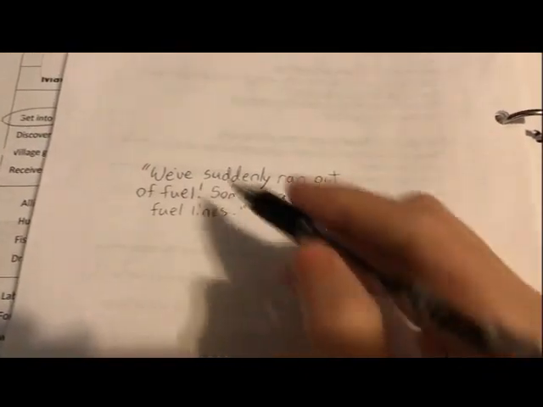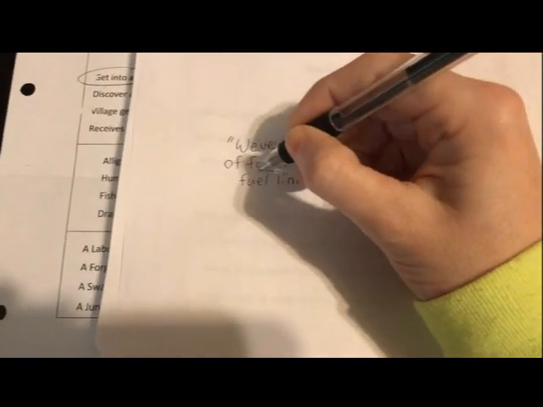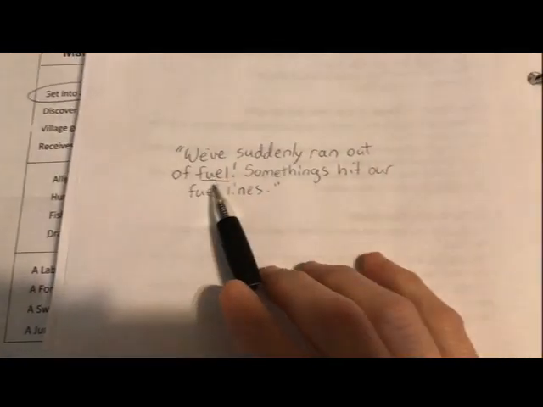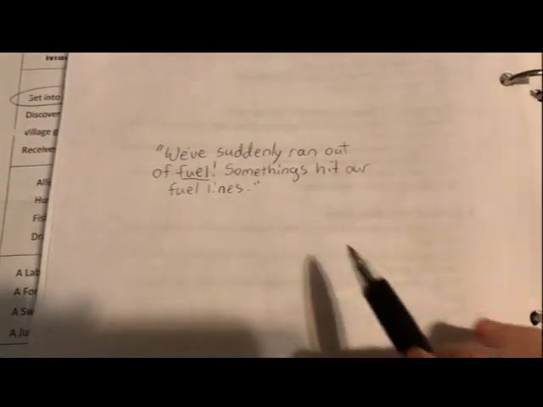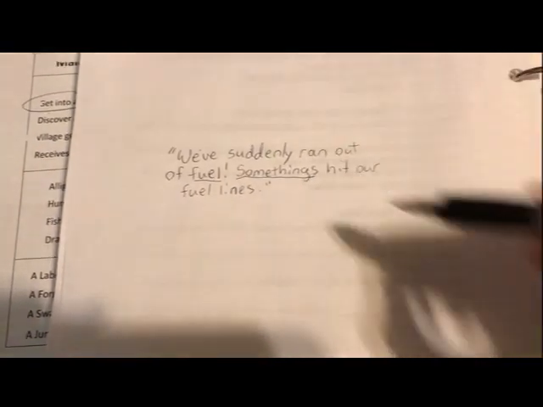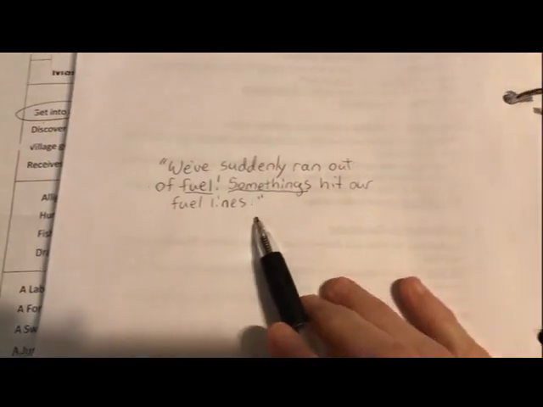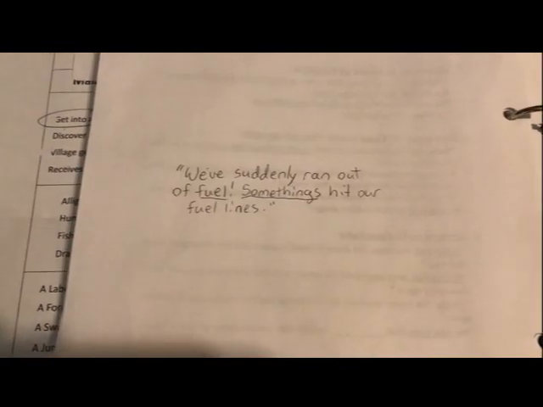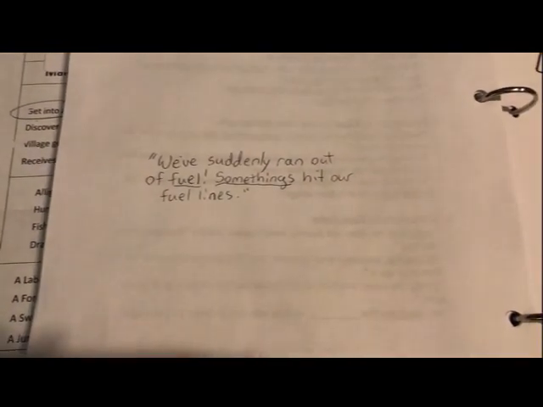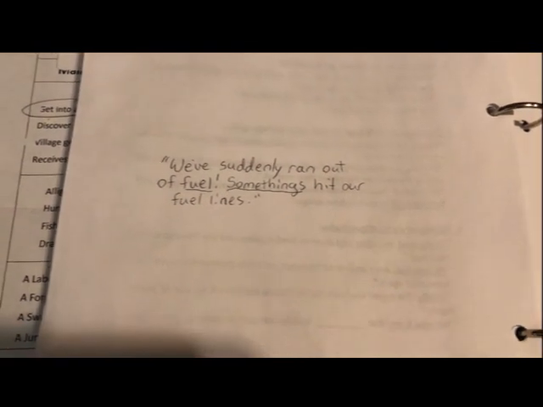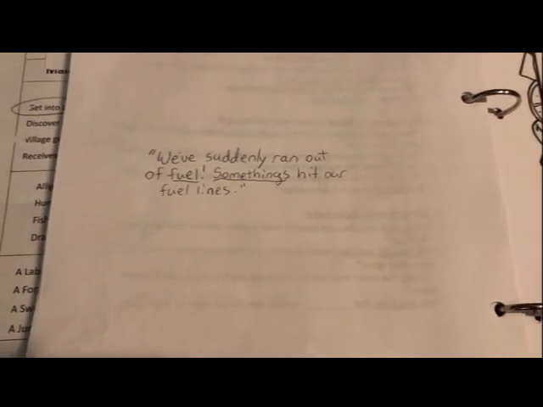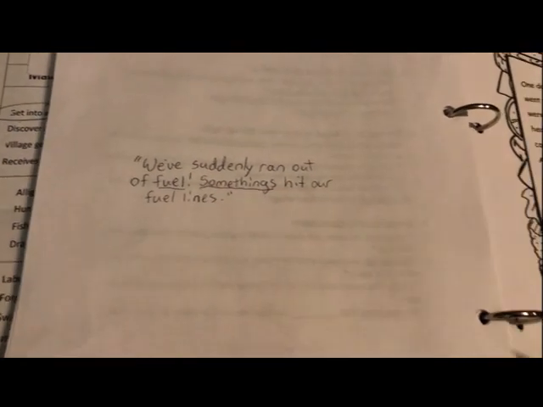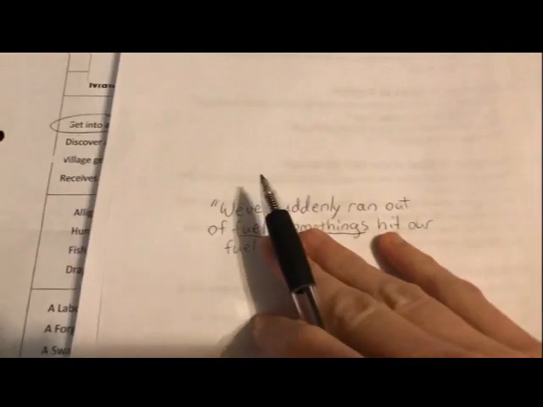So we've suddenly ran out of fuel. So I'm talking about the problem here, something to do with the fuel. The fuel's gone. And it says something's hit our fuel lines. So that's going to make the readers start thinking in their mind, well, what are the options? What are the suspects for having the fuel line get severed or messed up or ripped off? Something was under the boat. Did they hit something? Did something come and hit them? Is something under their boat? What's going on? So that could be one for suspicion.